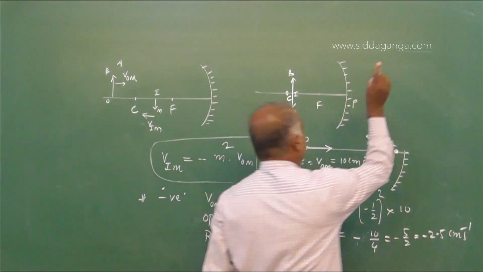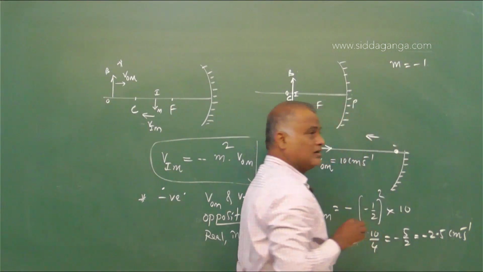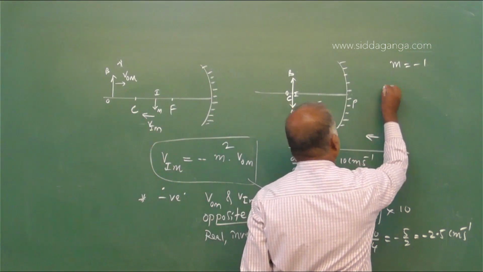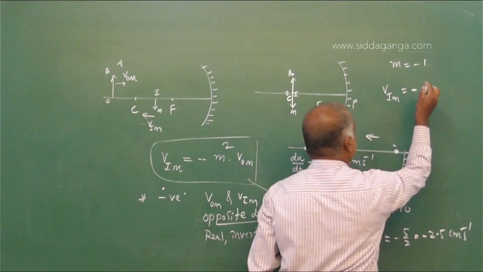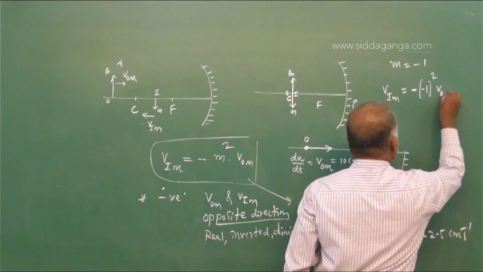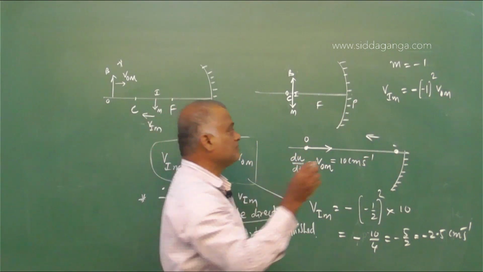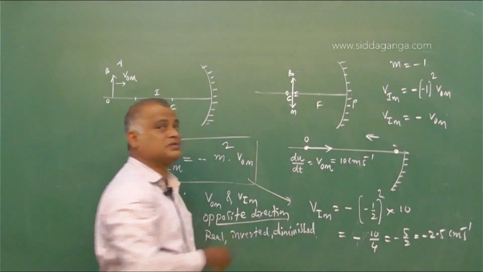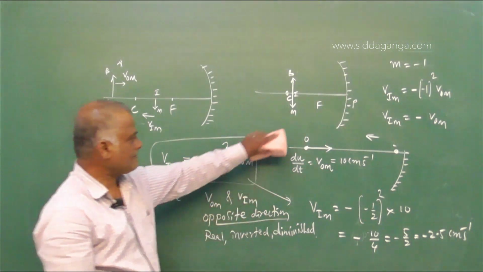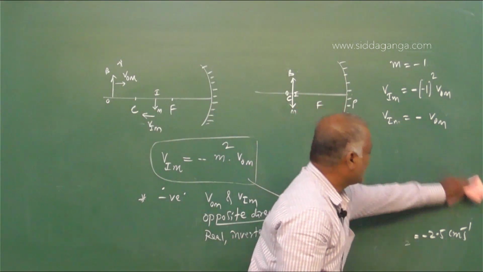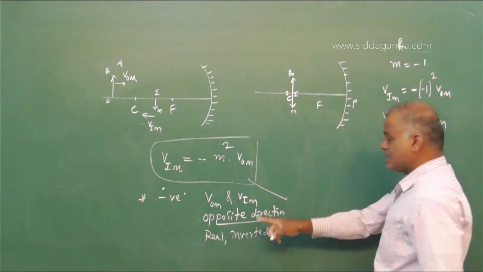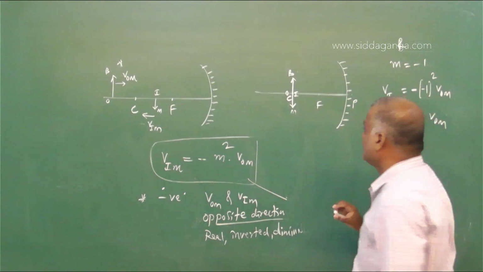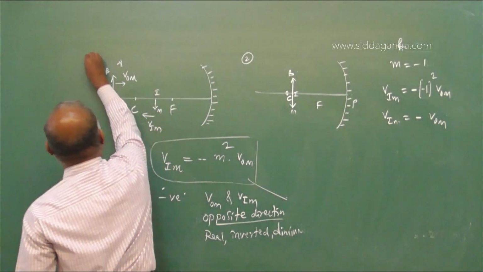Now at this point, how much is the magnification here? Minus 1. Magnification is minus 1. Both the height of the image and the height of the object are equal here. Therefore, velocity of the image with respect to mirror is minus of minus 1 square into velocity of the object with respect to mirror. Both become equal now. VIM will be equal to minus of VOM only when the object is at C. Again, M negative means the nature of the image, as I told you, dear students, is real and inverted. Here it is real, inverted, same size.